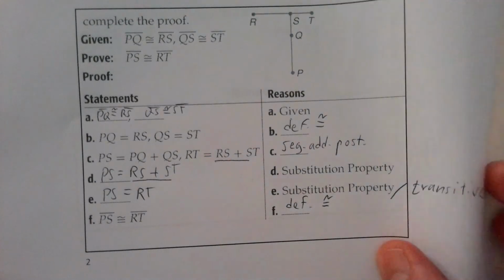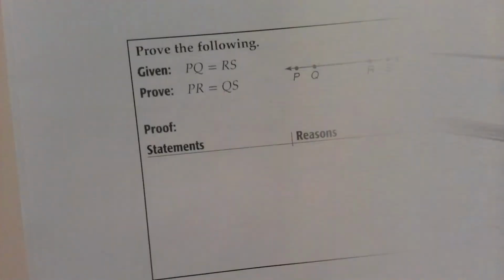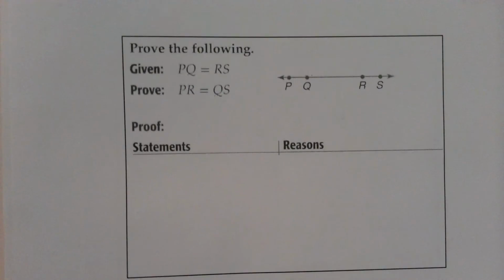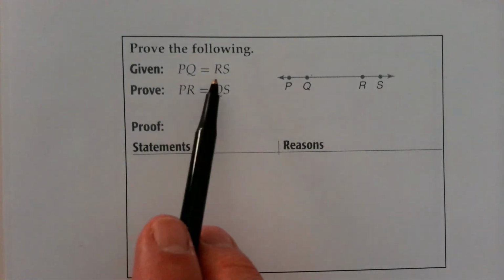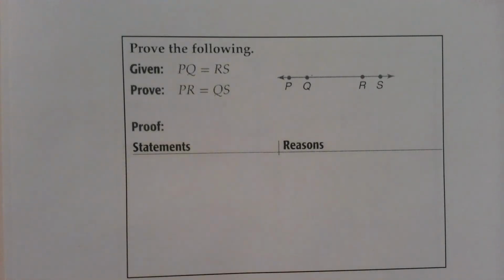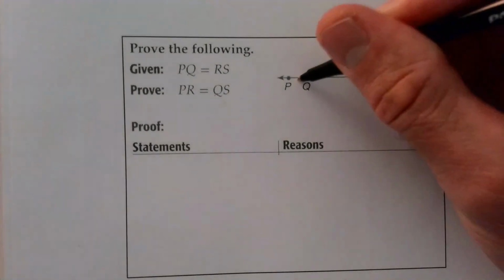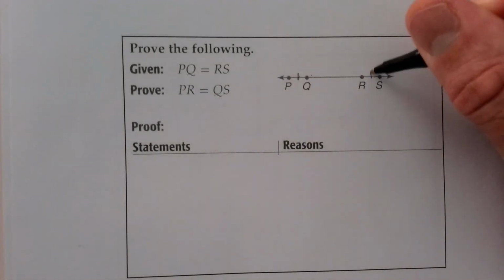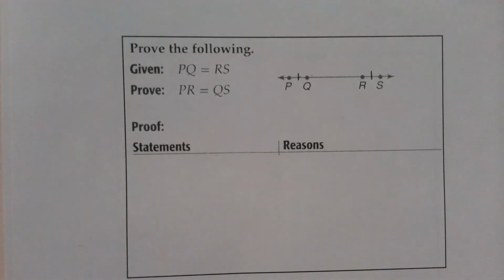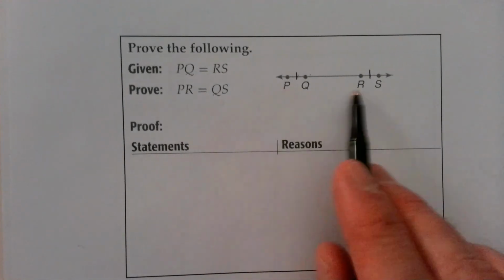Alright, so moving along here. Here we have one that isn't filled out at all. We have to kind of get creative. This is where we're going to see how many different directions these proofs can go. I know that PQ and RS are congruent, so before I even do anything in this problem, I'm going to go ahead and put those little tick marks on there. And what they want me to do is show that PR has the same length as QS.